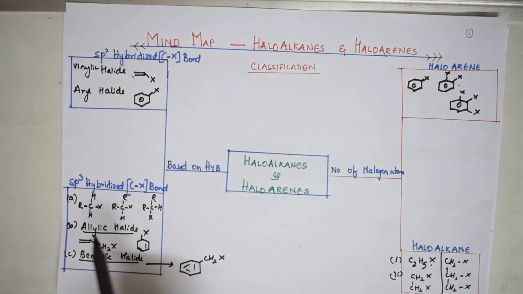If it is sp3, we have primary, secondary, tertiary alkyl halides, then allylic halide, where the halogen is attached to CH2 and CH2 is attached to the double bond. In benzylic halide also it is the same thing: the halogen is attached to CH2 and then attached to the benzene ring. Right students, this is done.